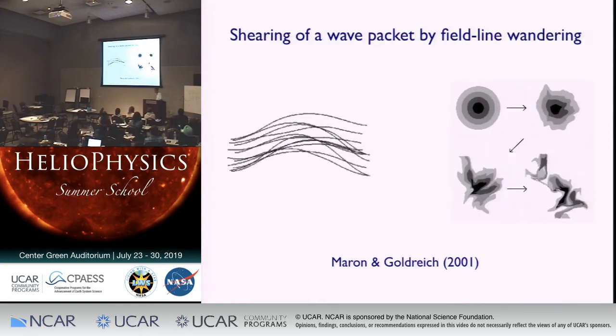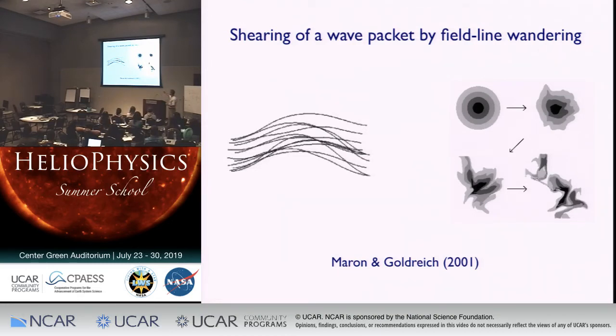You can see this very nicely in a result from a paper in 2001 by Maron and Goldreich, who carried out direct numerical simulations of incompressible MHD turbulence. And they did the following experiment. They put in their simulation that the magnetic field was, say, to your left. And they considered a bullseye target of, let's say, A minus field lines at one plane. And they propagated that wave forward along the field lines obtained by the background magnetic field added to the A plus fluctuations, which are illustrated here.